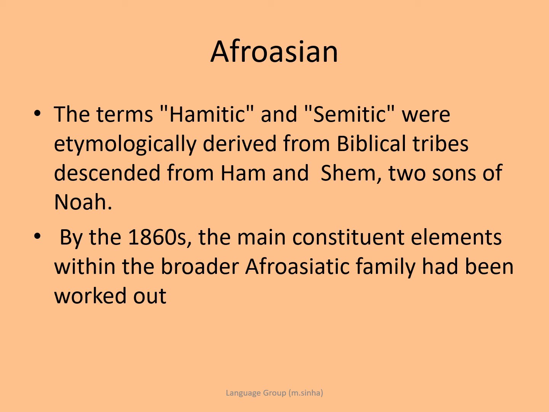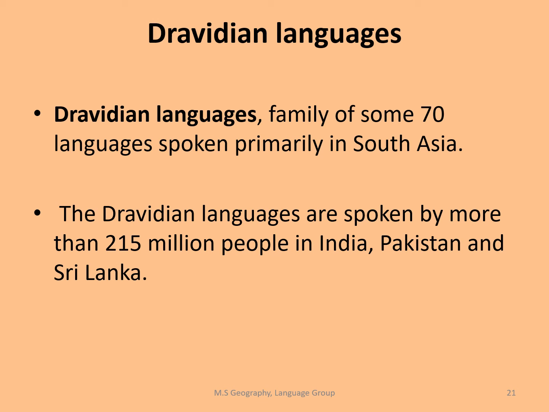Here I would like to mention one mythological story. Before 1860, there was no difference between the Hamitic and Semitic languages. There is a mythological story that Noah had two sons, Ham and Shem. The language derived from Ham is Hamitic and the language derived from Shem is Semitic. It's a mythological story. That is the Afro-Asian language group. Now come to the Dravidian language group.